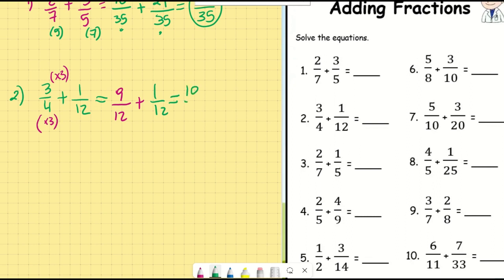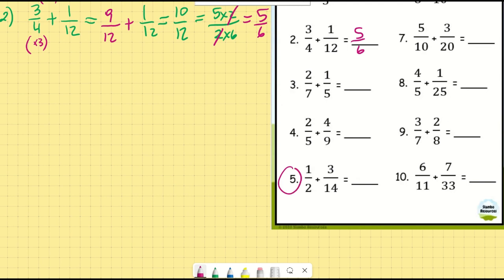Then I will add: 10 over 12. Well, is this the answer? No, I have to find another equivalent fraction that is the simplified version of this. This one is 5 times 2, this one is 2 times 6, and if I simplify these, I will have 5 over 6. Okay.